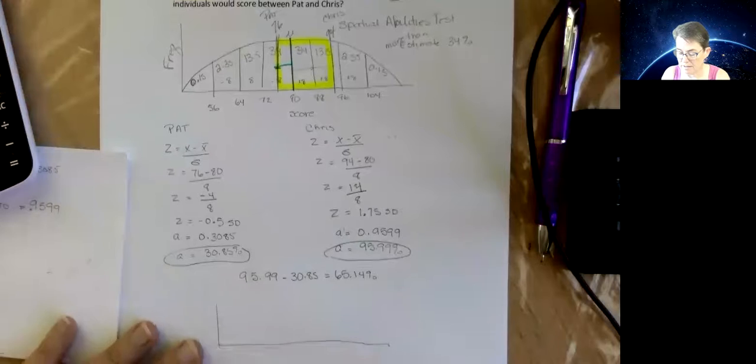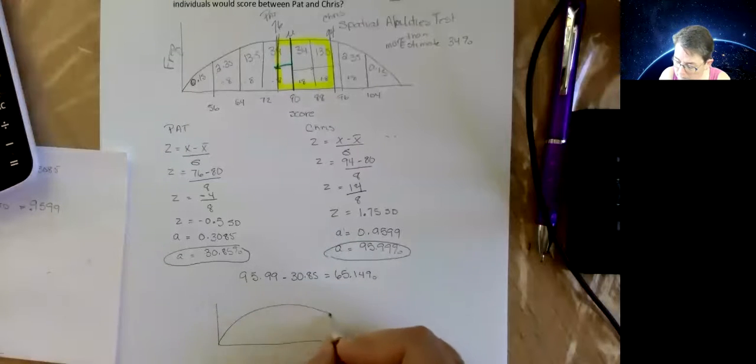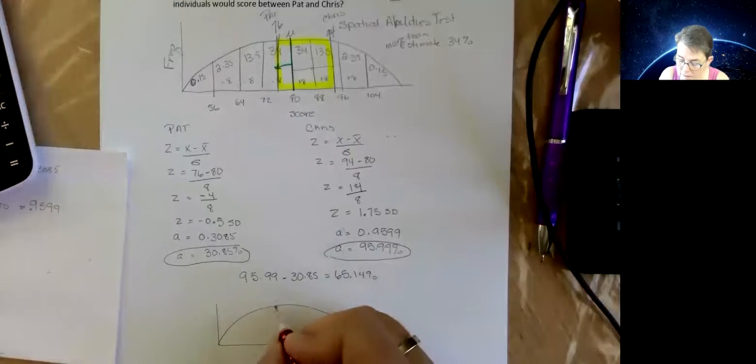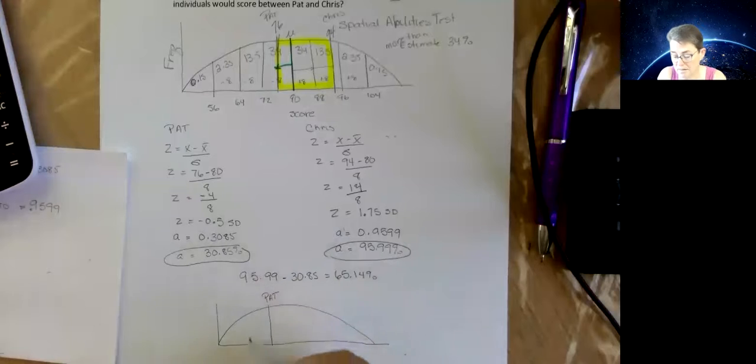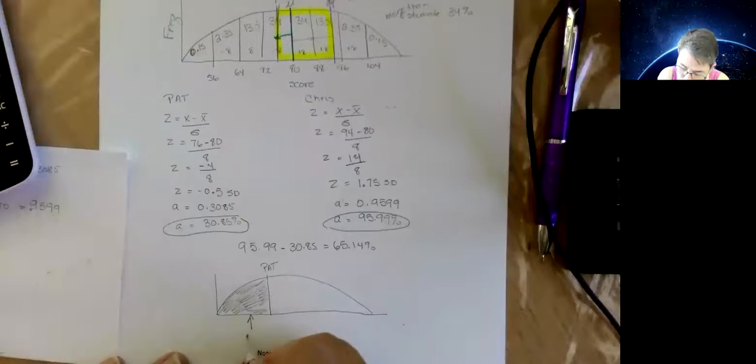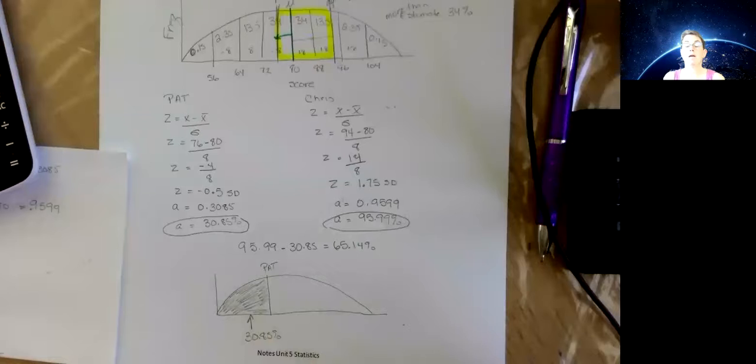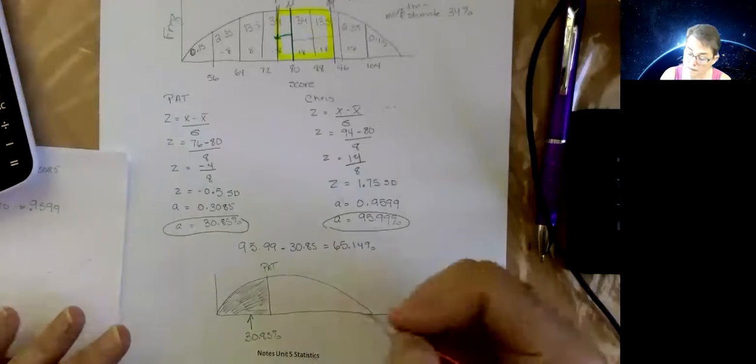So I'm going to redraw our picture here. I'm going to make it a little easier to see. So here is Pat's score. And Pat's basically scored better, so this area here is 30.85% of the data. So he scored better than 30.85% of people taking this test. Now Chris scored somewhere over here.